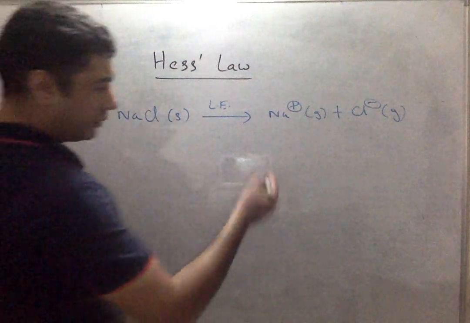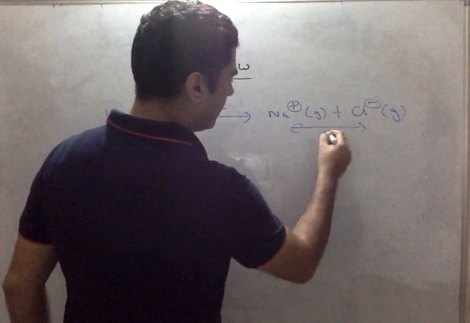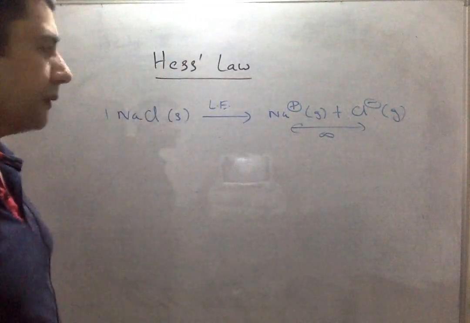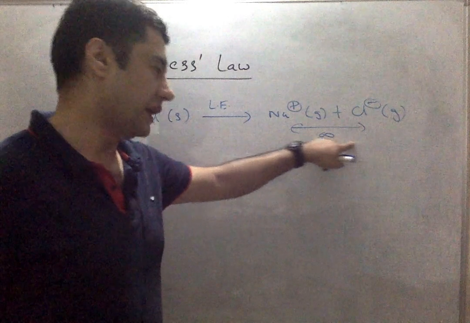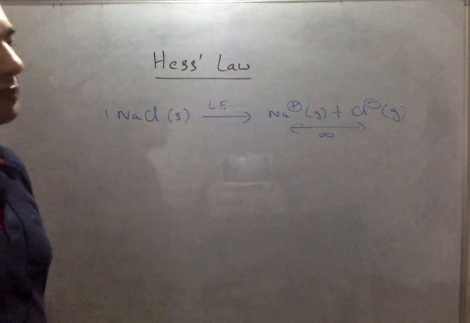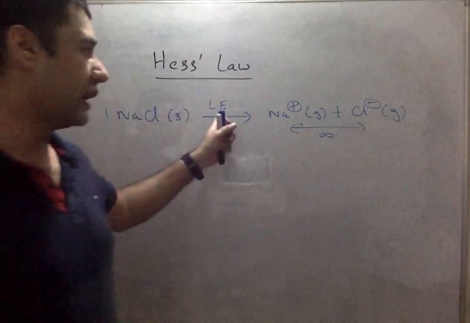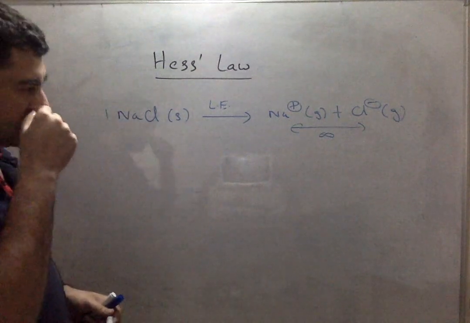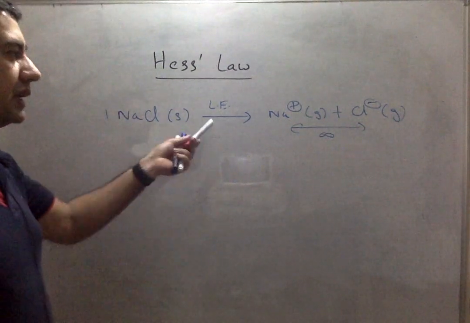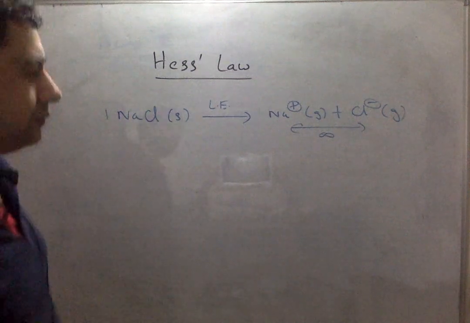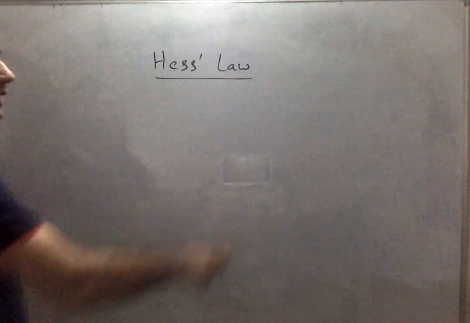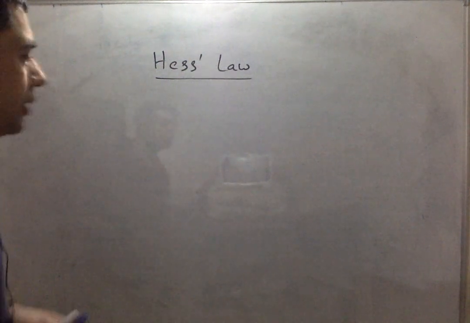Now, we have to separate them infinitely as per the requirements, like there must not be any force of attraction between these two. And since that is practically impossible, it's not feasible to calculate lattice energy directly. So therefore, we will look at an indirect way of arriving at the lattice energy using Hess's law. So here we go. We need the lattice energy for sodium chloride.